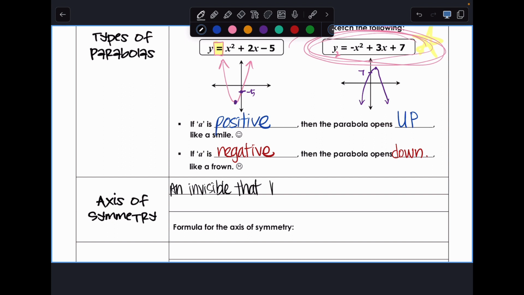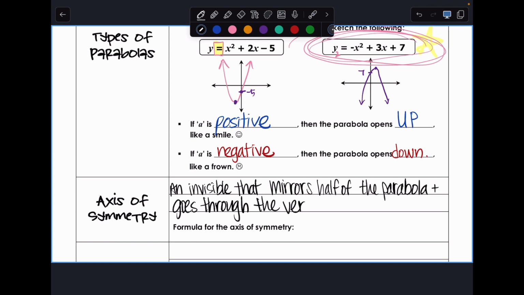Axis of symmetry is an invisible line that mirrors half of the parabola and goes through the vertex. Oh, sorry, I forgot the word line. I said it and I didn't write it. An invisible line that mirrors half of the parabola and goes through the vertex. Okay?